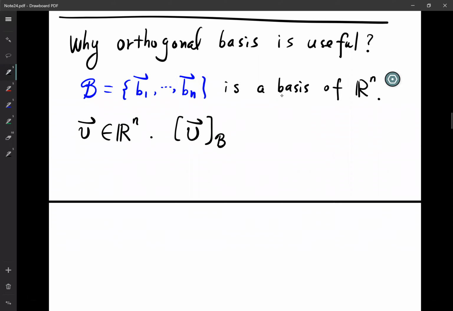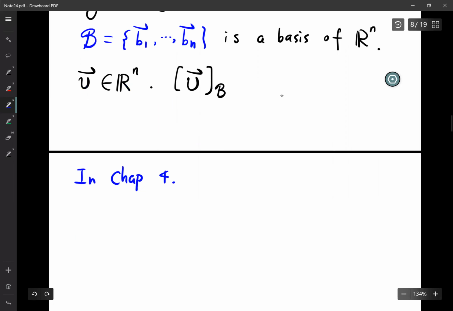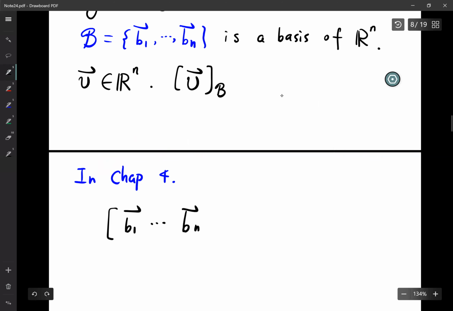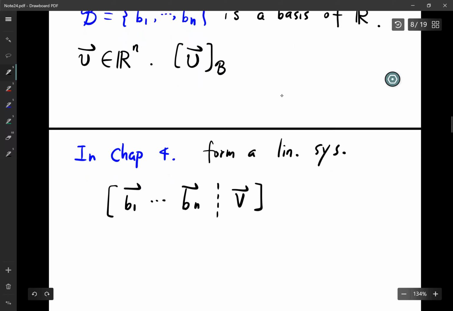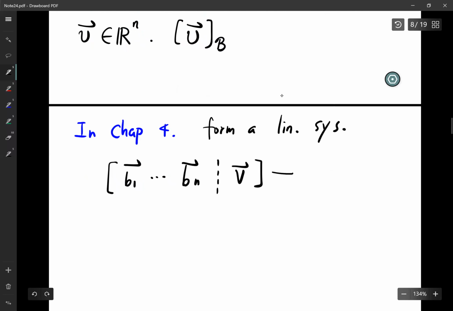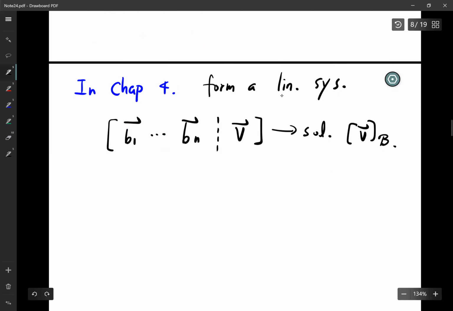So in chapter 4, since they are all in Rn, we form a linear system. You want the matrix B to be n by n, and therefore this is V. And the solution gives me VB. Any question? Okay, so you all remember that.